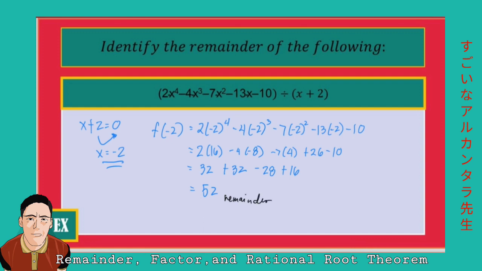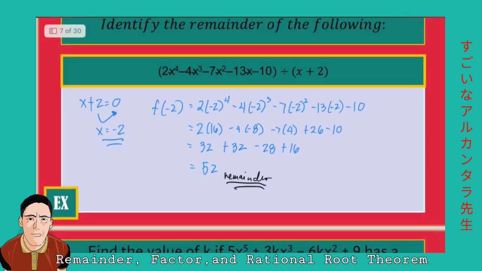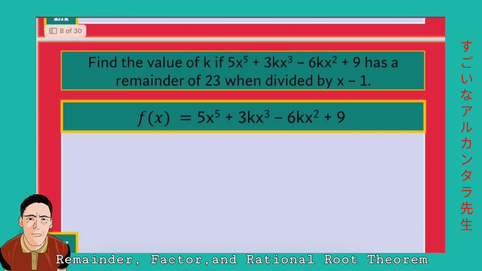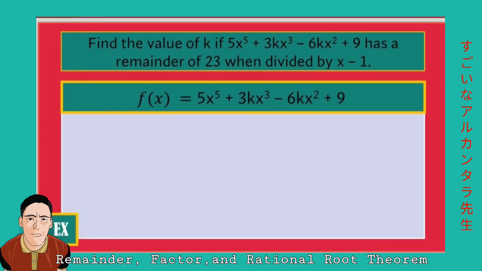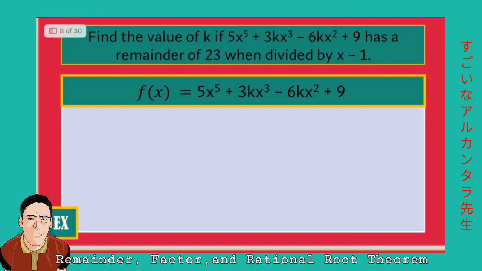So now that we have done these kinds of examples, let's try what if we have a given where there is a missing value other than x. It says here, find the value of k if 5x raised to 5 plus 3kx cubed minus 6kx squared plus 9 has a remainder of 23 when divided by x minus 1.